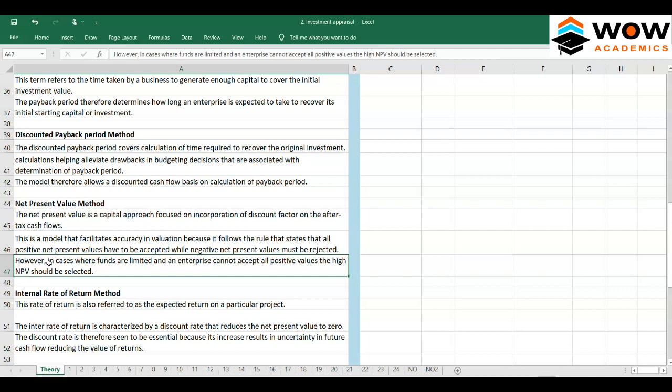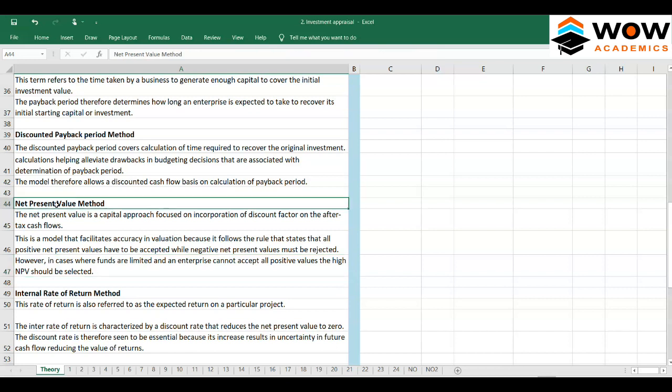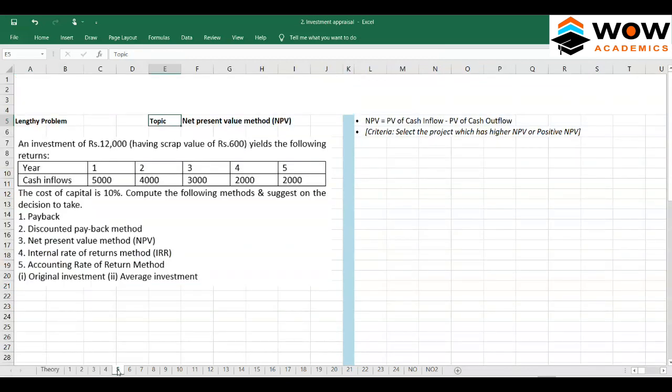If it's negative, it means it's a loss making project. If it's positive, it means it's a profitable project. The higher the NPV, the higher the profitability. So that's about the NPV method. Let's look at the sum and work it out.